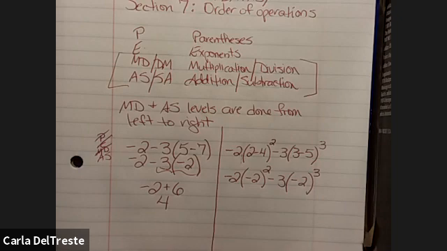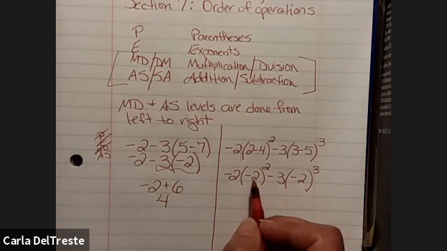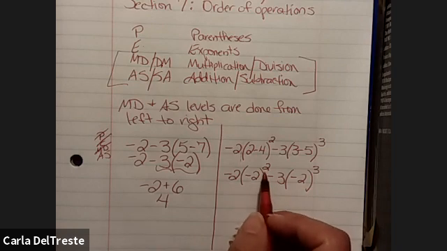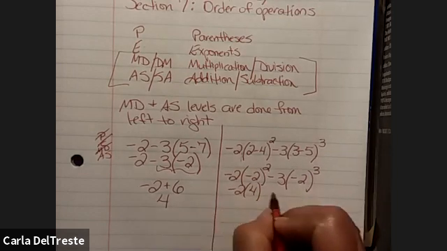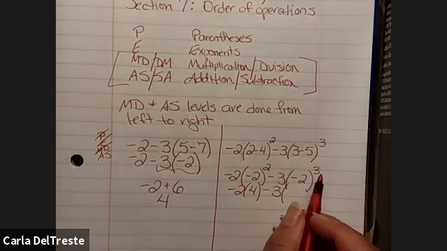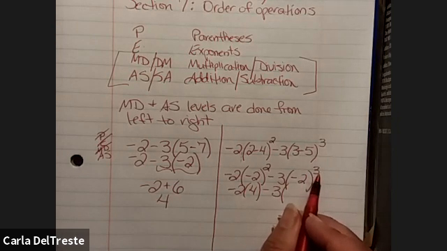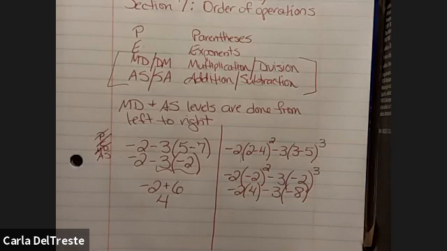Parentheses are now done. Now we do exponents. The exponent is only affecting what it's directly on. So this is just going to be on top of this -2. -2 squared is +4. So this is -2 times 4 minus 3 times, now we have -2 to the third. This is an odd power. So this is going to be -8. So now we've done our exponent step.